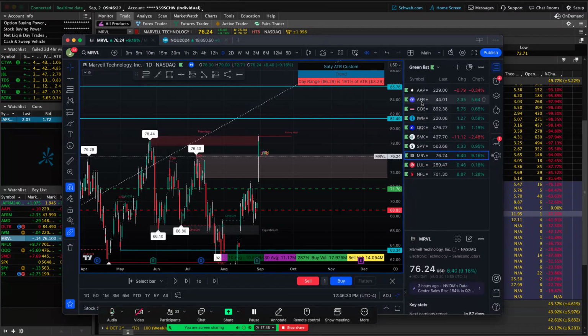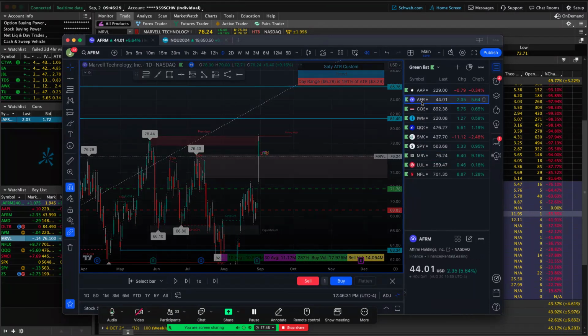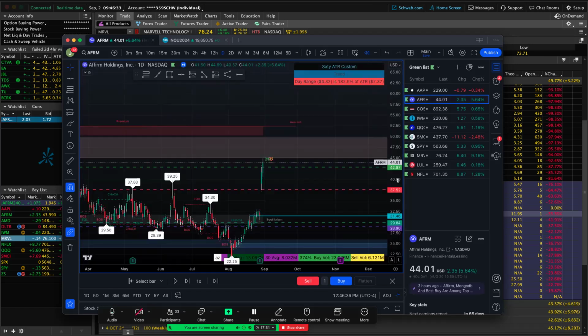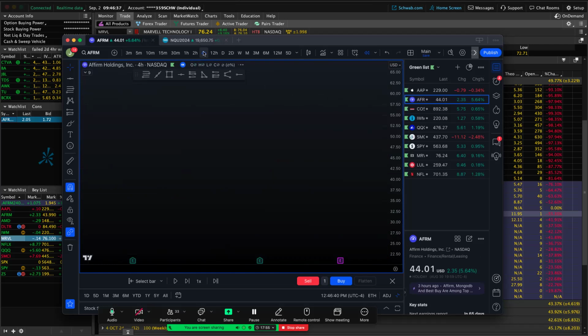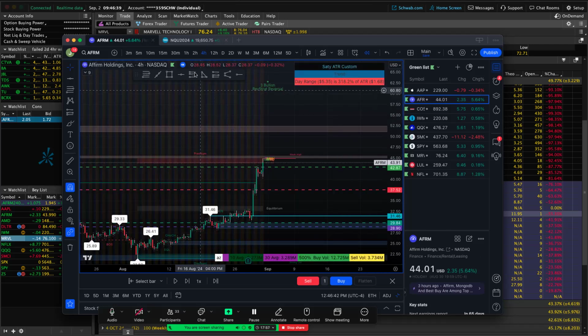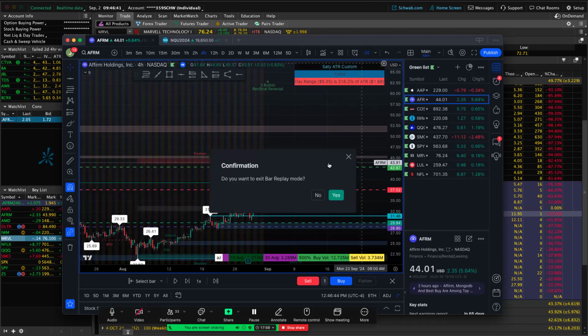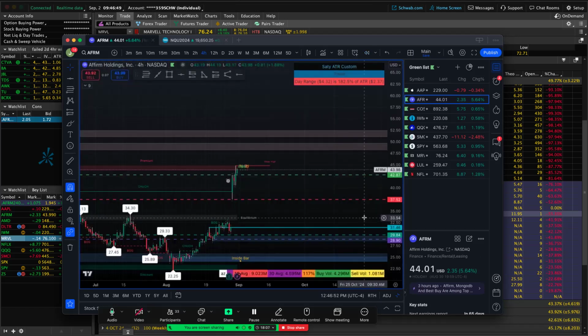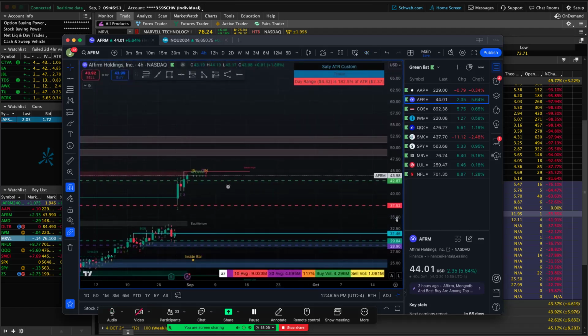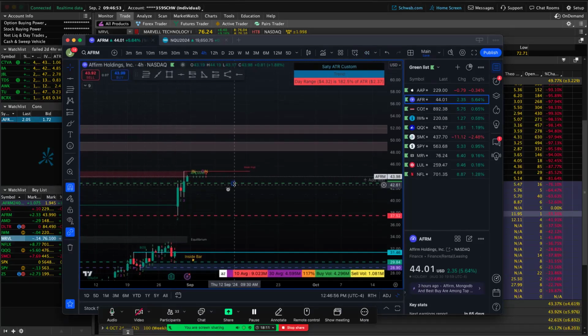Strat setups, I'm pretty much the same. I'm looking at the target. I know a firm had earnings last week, but I am looking for it to continue tomorrow. It does have a 3-1 setup on the 4 hour. Let me end this replay. So it does have a 3-1 setup on the 4 hour. So I would set it up like this.